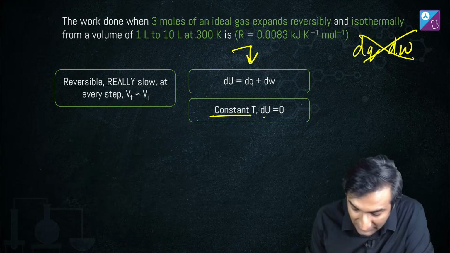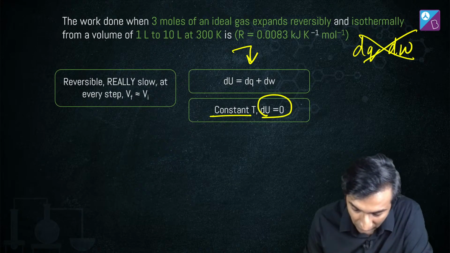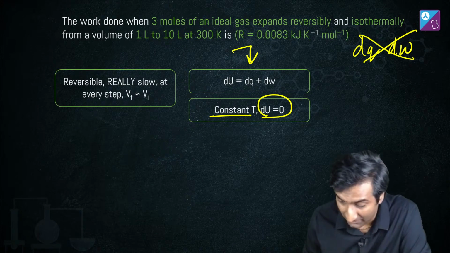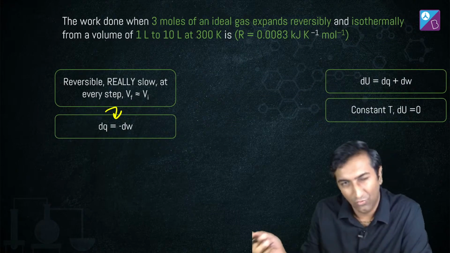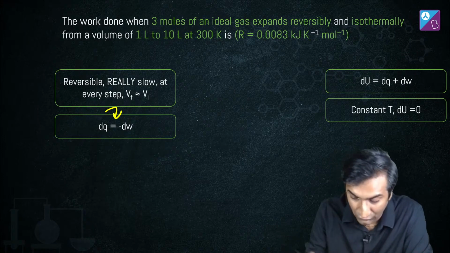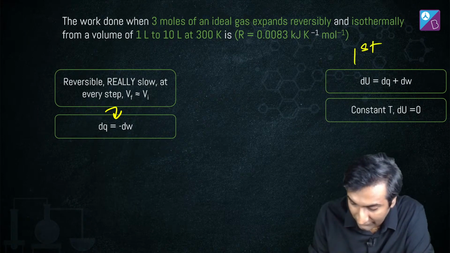At constant temperature, dU is going to be equal to 0. That's the first step. So once we do that, you put dq equal to minus dw. I know we don't write it like this. We're doing this just as a shortcut to solve it. So this is the first law. I've got this from the first law.